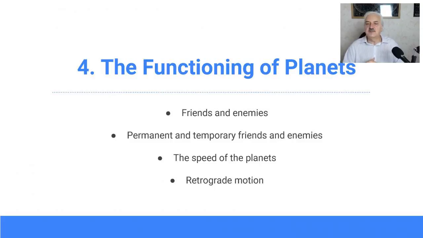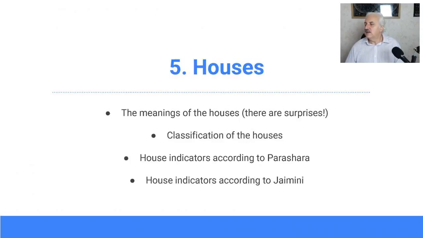We'll also discuss the speed of planets. Basically, the slower the planet moves, the stronger its influence in the chart. And in this respect, we'll also mention the retrograde motion of planets. That's lesson 4. Lesson 5 is about the houses, the meanings of the houses. Again, you will find some surprises here, but again, we're looking from a different angle, from a different perspective.